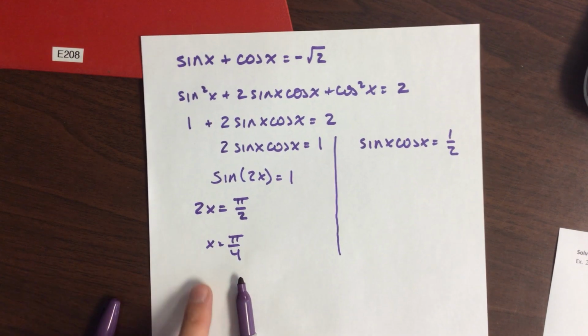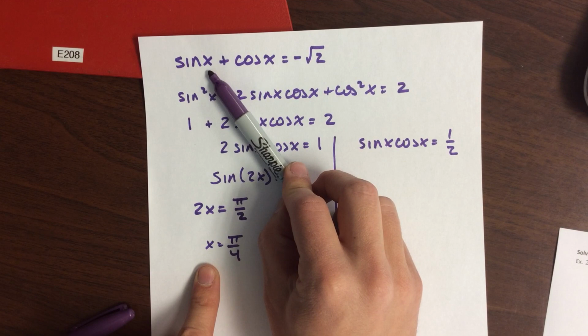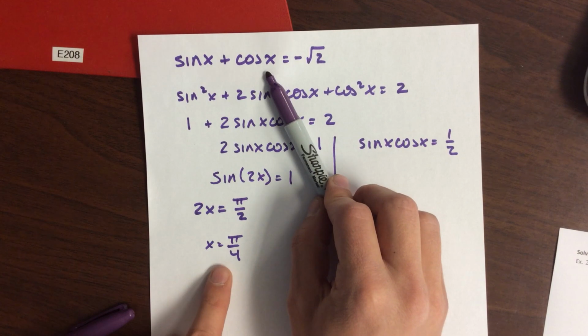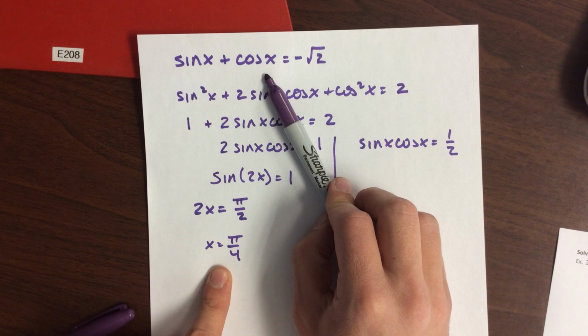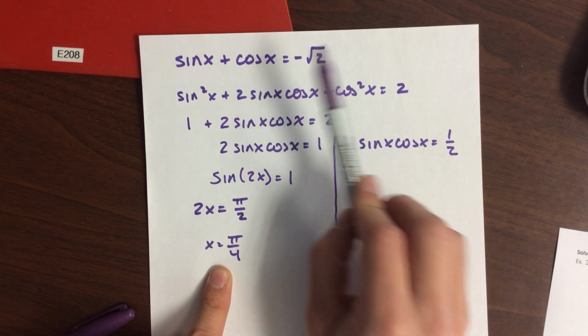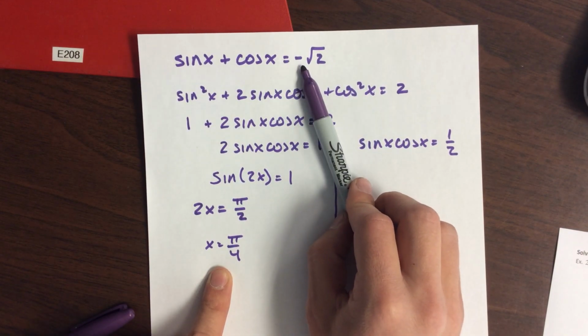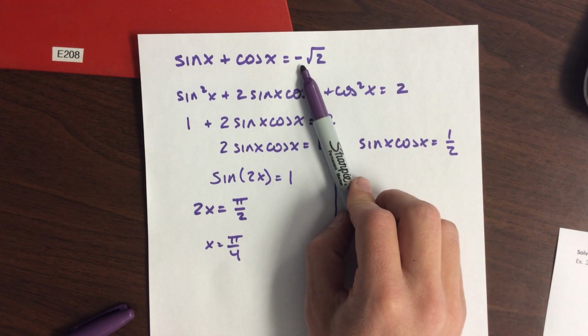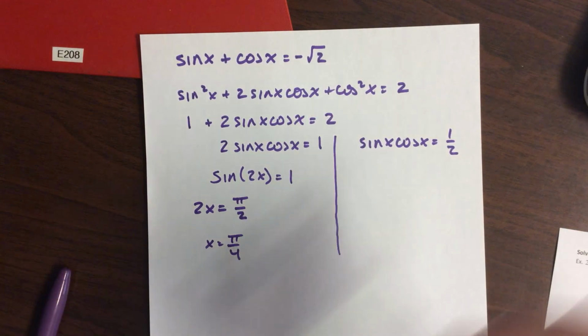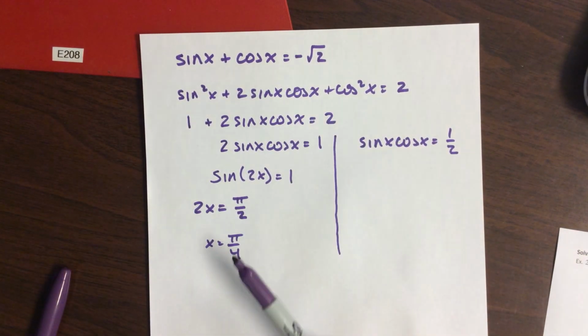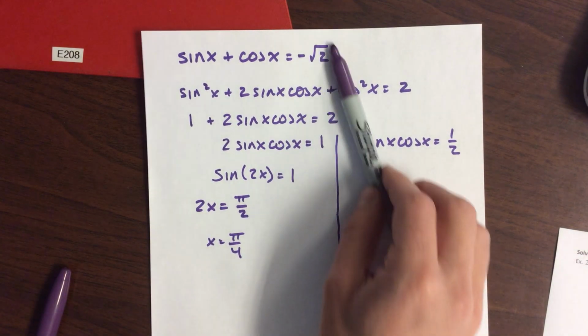What's sine of pi over 4? Root 2 over 2. What's cosine of pi over 4? Root 2 over 2. Root 2 over 2 plus root 2 over 2 is 2 root 2 over 2, which is just root 2. It's not negative. Uh-oh. This negative canceled out when we squared everything. Well, we need the root 2 over 2s that get us to negative.